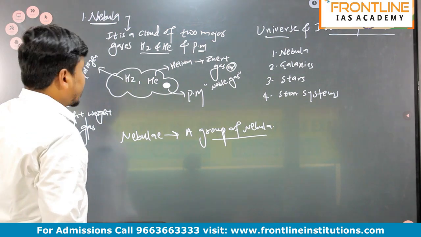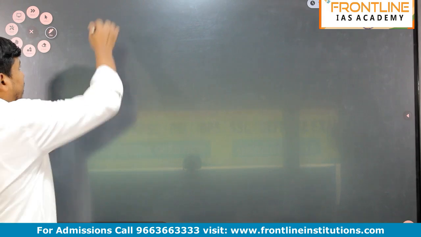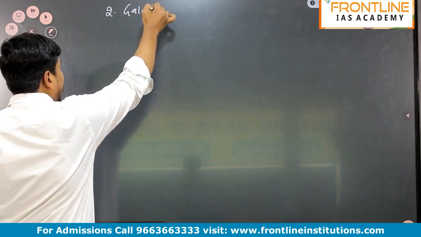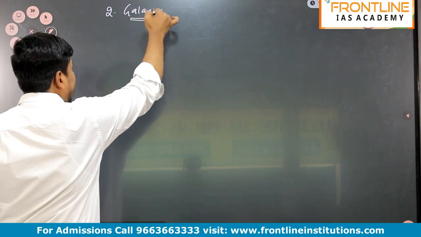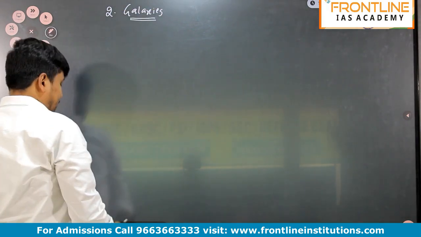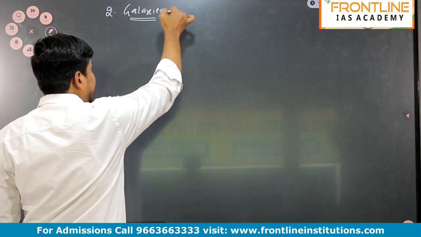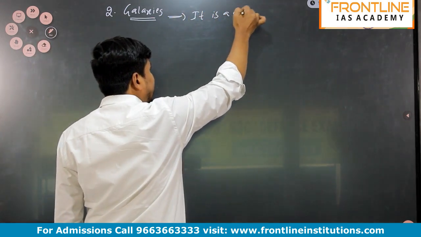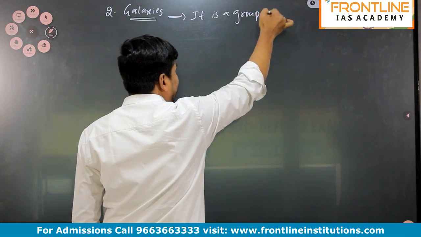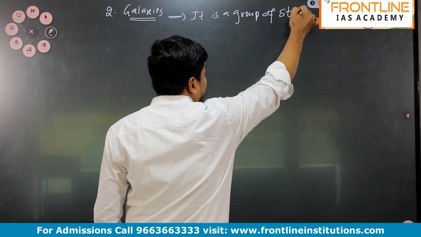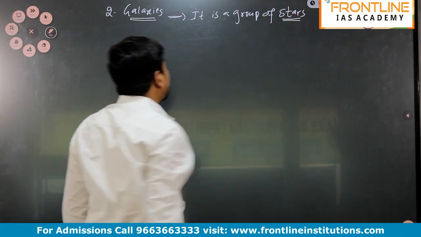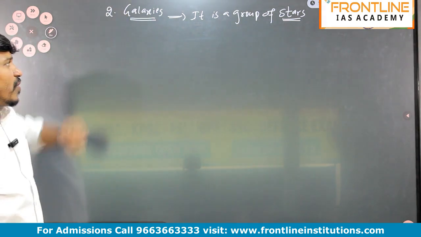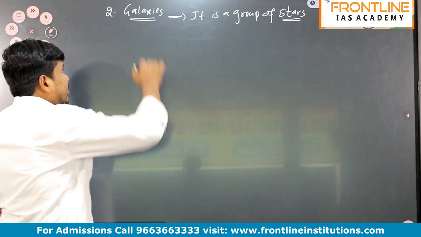Next point, so that's about nebula. And next we have the galaxies. Second component is galaxies. So galaxies means it is a group of stars. A group of stars we call galaxies, right?